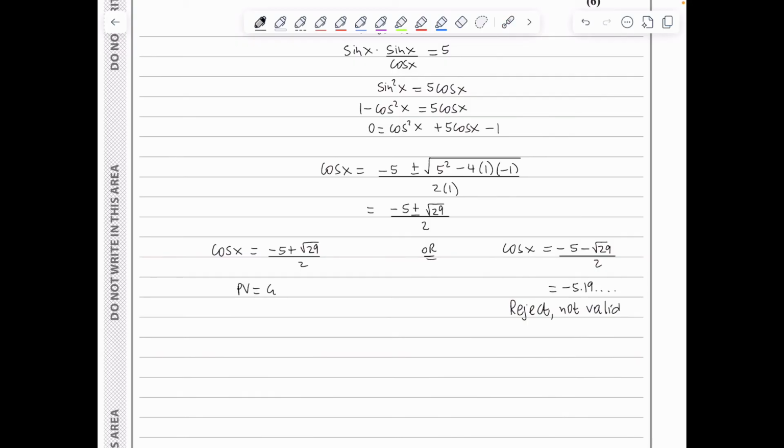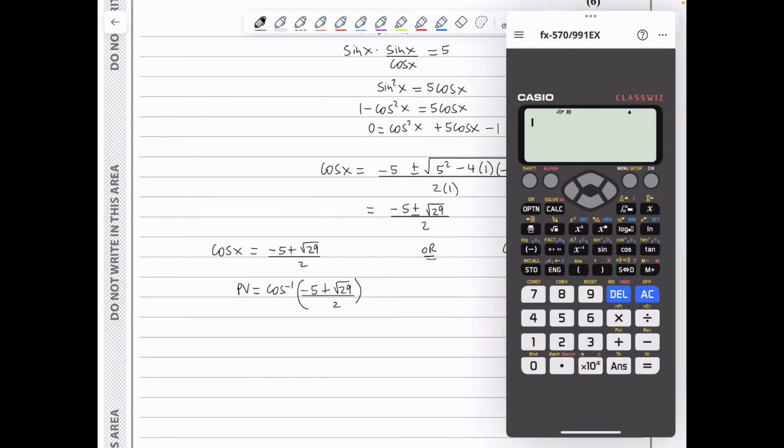So the PV is given by shift cos of minus 5 plus root 29 over 2. So we'll go on the calculator here, shift cos, and we've got minus 5 plus root of 29 over 2. If I press the equal sign, I get a value of 78.896 dot dot dot, which I will be storing on A so that I maintain full accuracy. And we know that all solutions when dealing with a cosine equation come out of plus minus the PV, so plus minus A plus 360k.